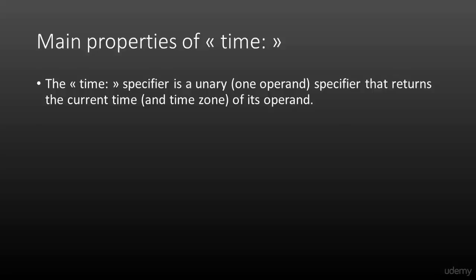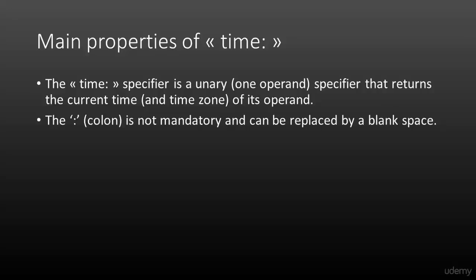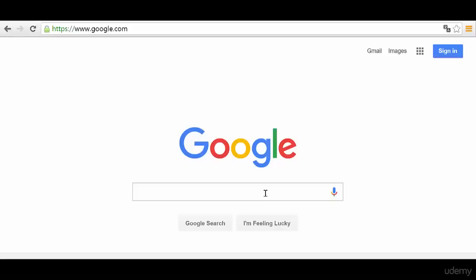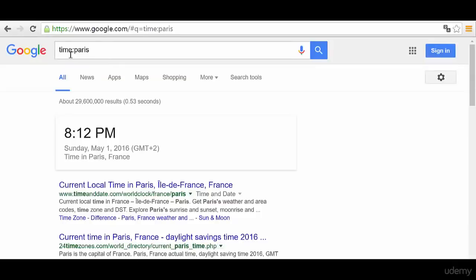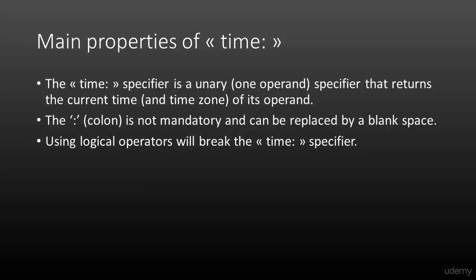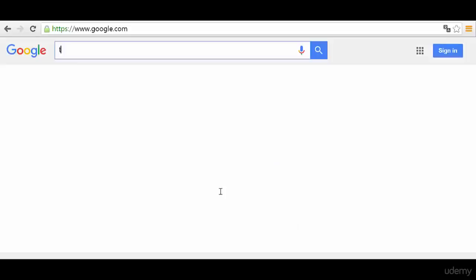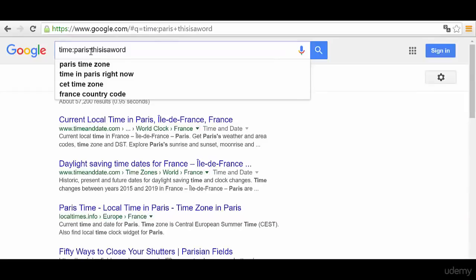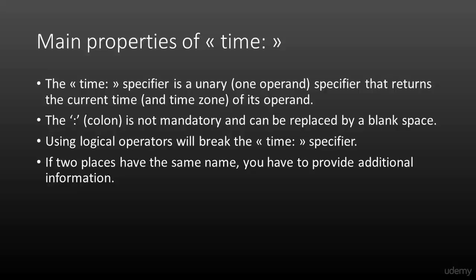The time specifier is a unary operand. The time specifier returns the current time of its operand. As for weather and locations, the colon is not mandatory and you can replace it by a blank space. And as for weather and locations, using logical operators will break the time specifier. If two places have the same name, the same rules as for the weather specifier will apply to the time specifier.